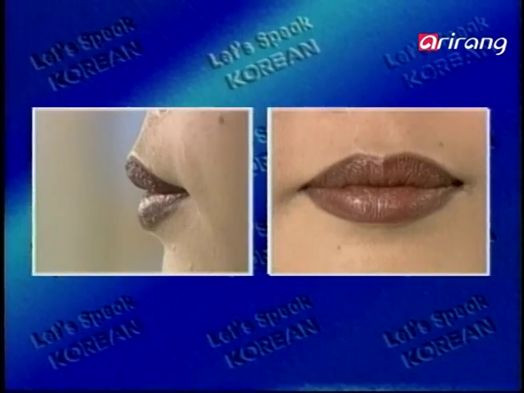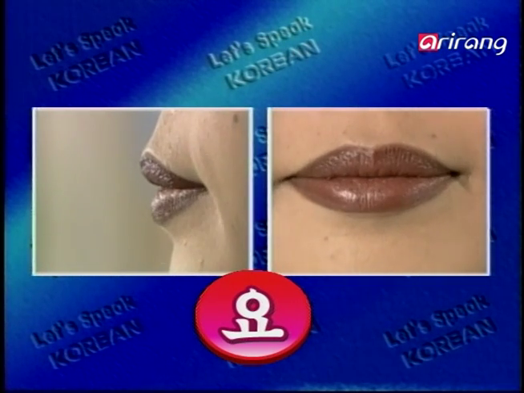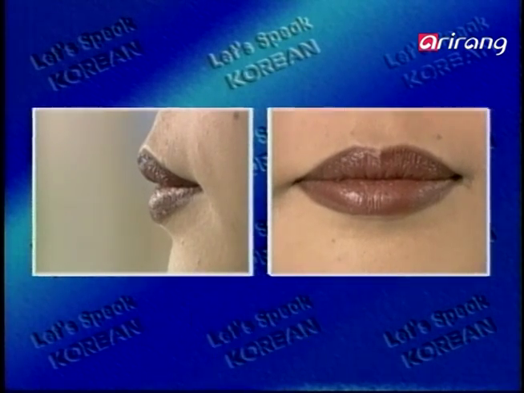In this section, we are going to learn about the vowel sound yo. It actually looks like the vowel sound o with an extra stroke. Now, please listen to how 선생님 pronounces it. 요. Now, this letter is pronounced as yo. Why don't we take a look at some words that contain the vowel sound yo?